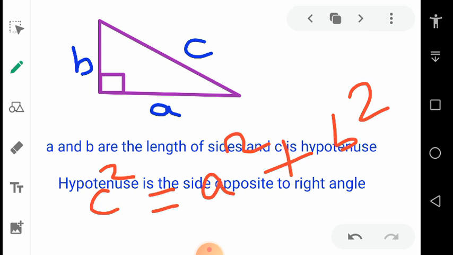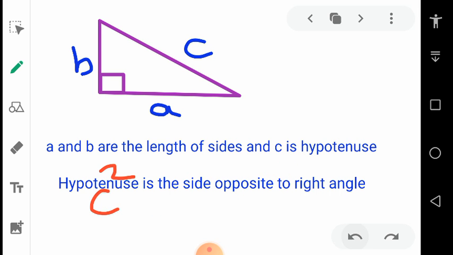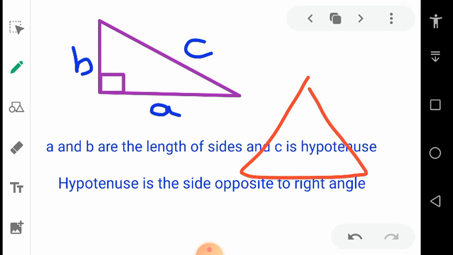Here, what is the mathematical expression of the Pythagorean triplet? It can be used in only a right angle triangle. You should memorize this. Suppose we have a triangle like this, it is not a right angle triangle, so we can't use the Pythagoras theorem. So the first thing is that it must be a right angle triangle. Then we must know what the hypotenuse is. You can't consider any side as the hypotenuse, so the hypotenuse is the side opposite to the right angle.